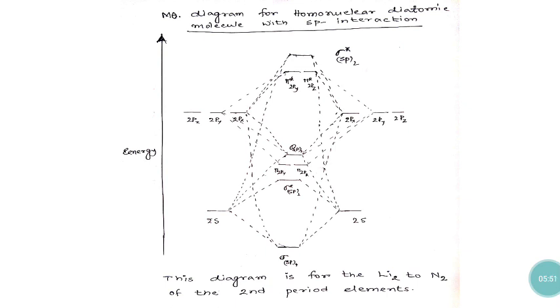This type of diagram can be represented for lithium to nitrogen, because the energy gap between their s and p orbitals is so small.